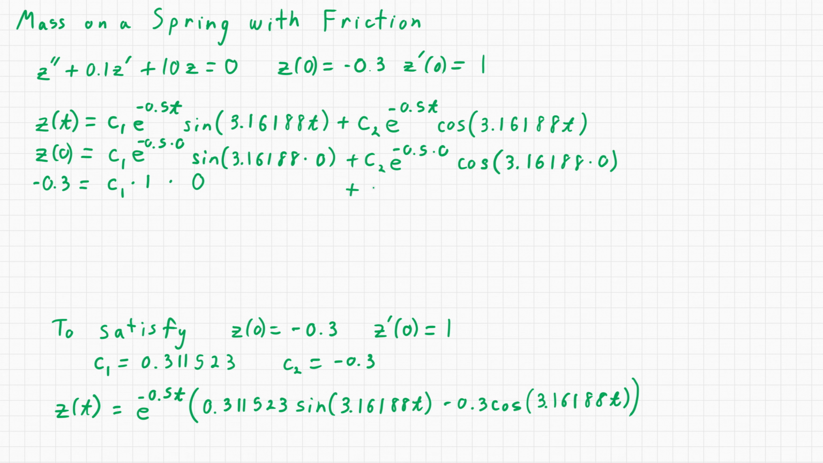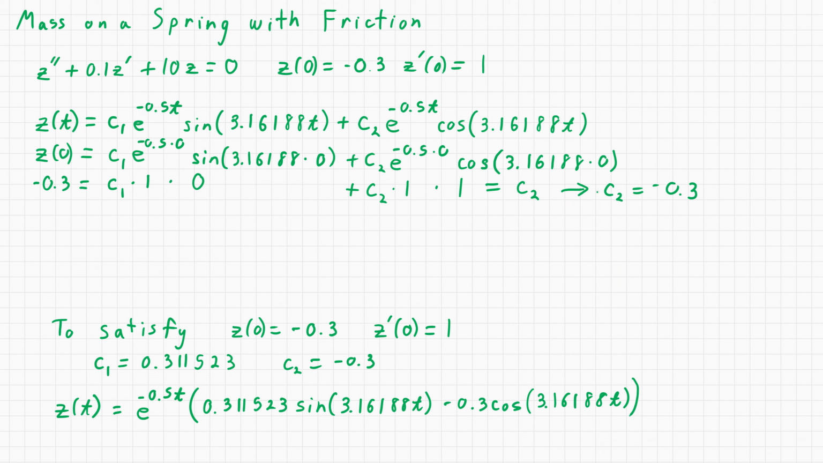And then we've got plus c2. We get e to the 0 here again, so that's just 1. And then here we have times cosine of 0. Cosine of 0 is 1. So this whole thing just simplifies to c2. And that's actually how we get the first constant solved for. We have negative 0.3 equals c2. Which is what we had when I wrote down the whole thing in gory detail down here.